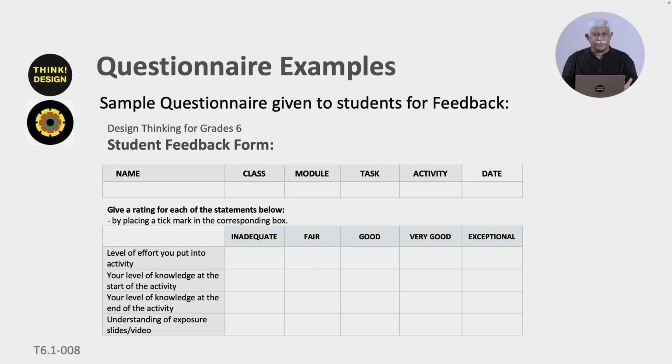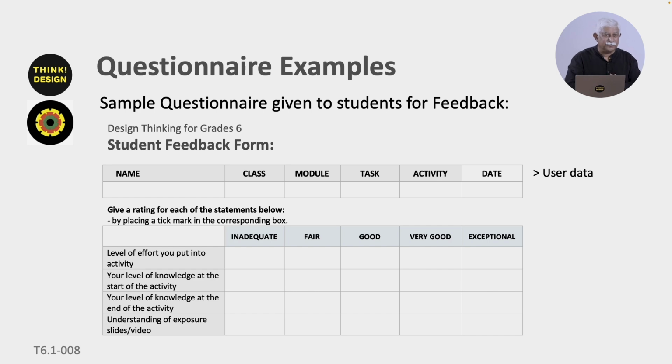Let's look at the questionnaire examples. So this is a sample questionnaire given to students for feedback after a course on design thinking and innovation for school students in grade 6. So this is the feedback form. If you look at the first portion of it, it's basically demographics. So you have the name of the student, which class he belongs to, which module was this section, what was the task which was done, what was the activity, and the date of doing it. So that's the user data. And when you get it from, let's say, 30 students, you get different opinions.